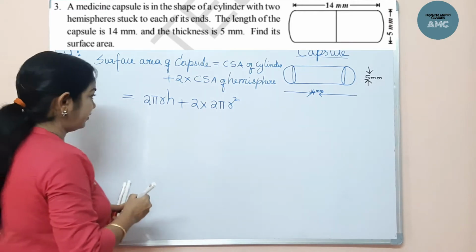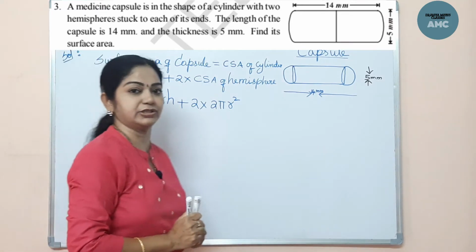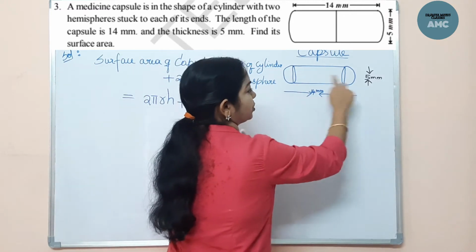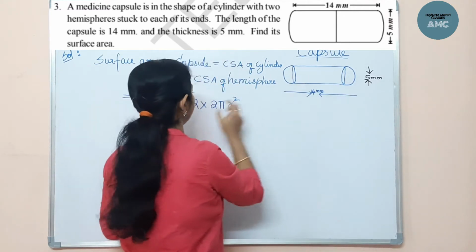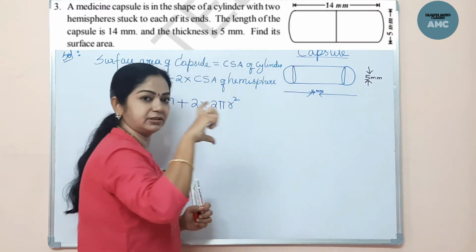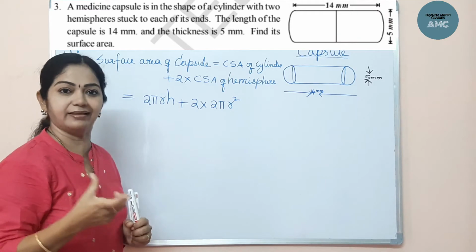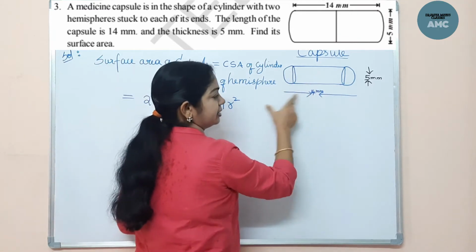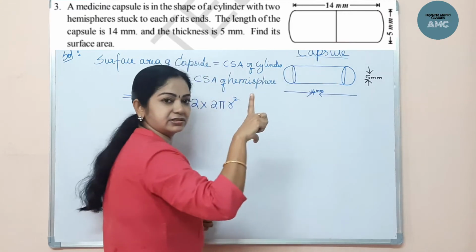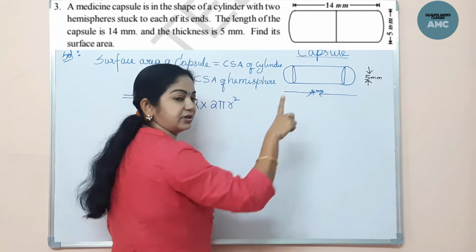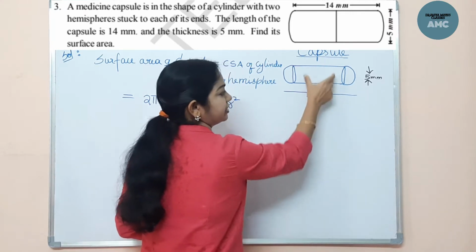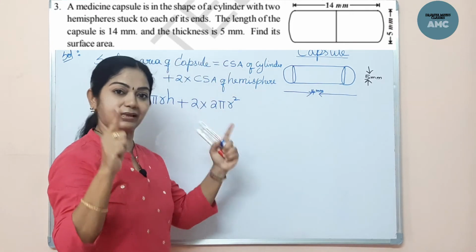Now here we have to know r and h. Given the length of the total capsule, I want only the h of the cylinder. h is nothing but the length or height. If it is horizontal like this, it is called length. If it is vertical, it is called the height. So how do I find the height of this, because the total length is given?